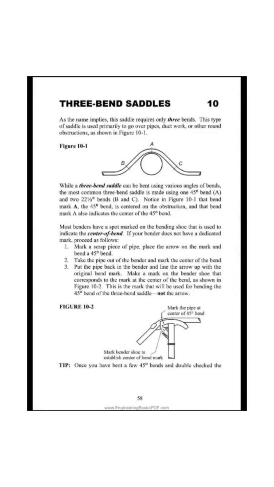1. Mark a scrap piece of pipe, place the arrow on the mark and bend a 45 degree bend. 2. Take the pipe out of the bender and mark the center of the bend. 3. Put the pipe back in the bender and line the arrow up with the original bend mark. Make a mark on the bender shoe that corresponds to the mark at the center of the bend, as shown in figure 10-2.